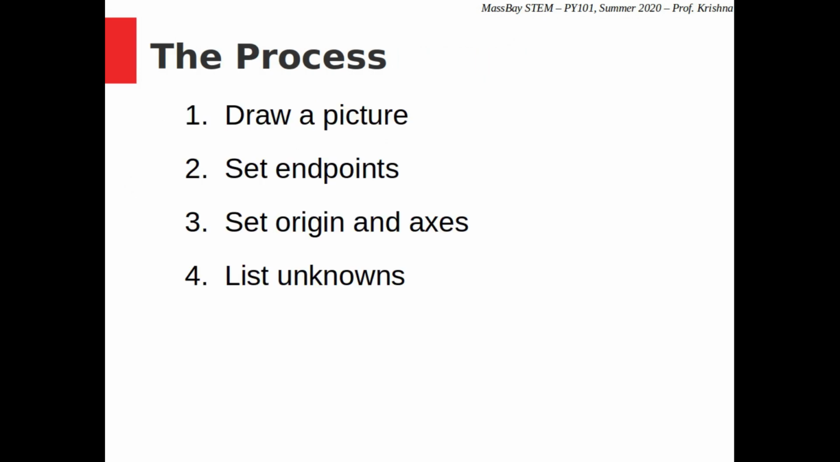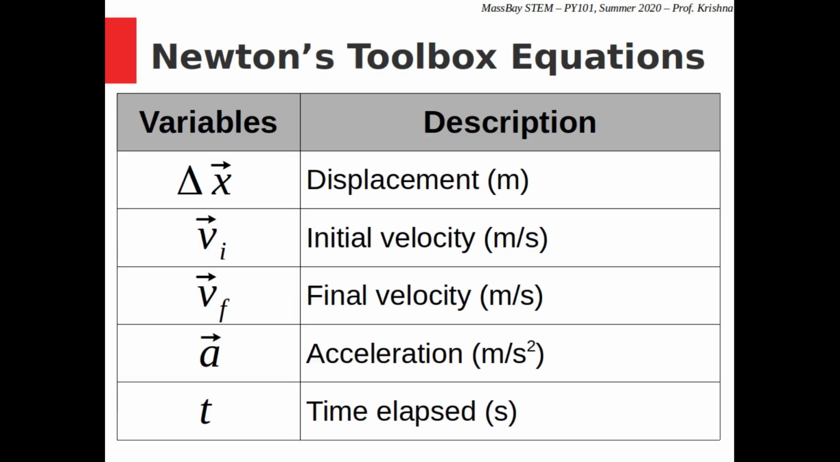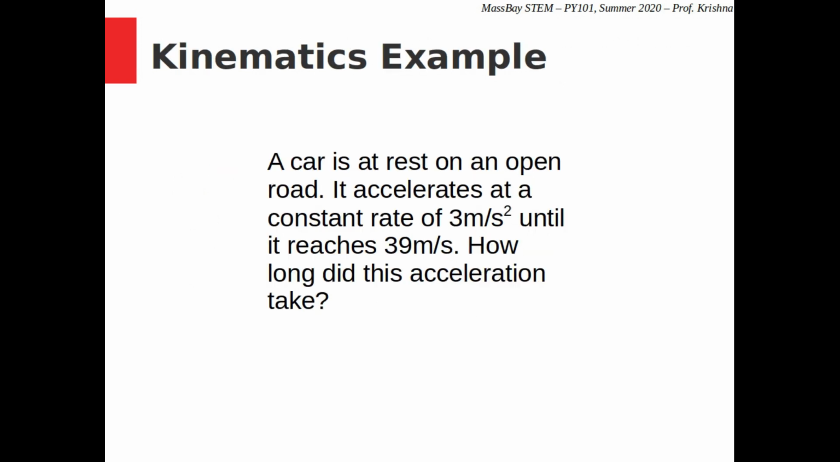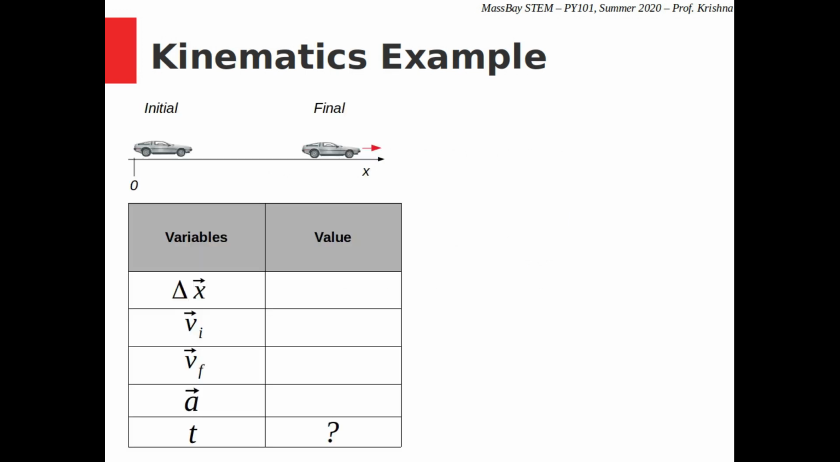Step 4 is to list the unknowns. Remember, there are 5 kinematics variables. We have to return to the question and see what was being asked to identify which of these is the unknown. How long did the acceleration take? That's asking for a time. So time is the unknown here.